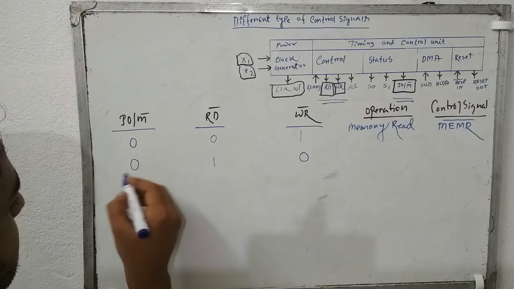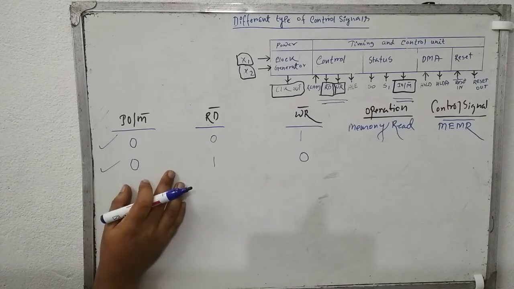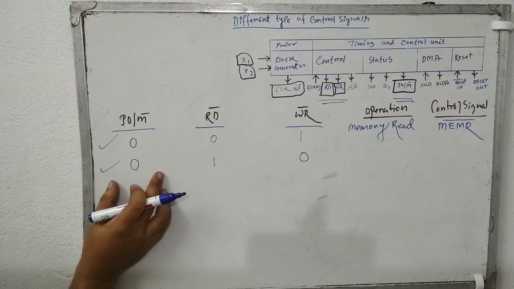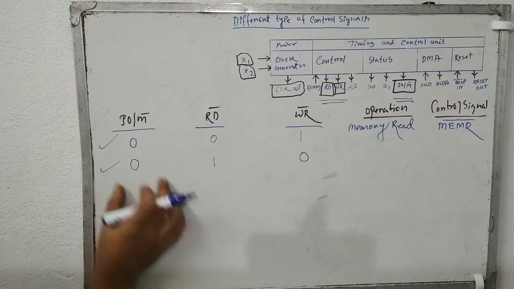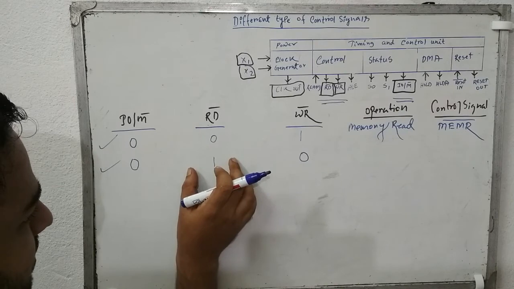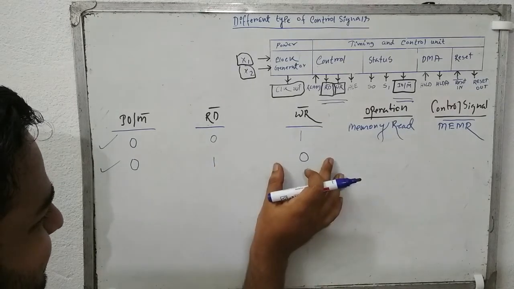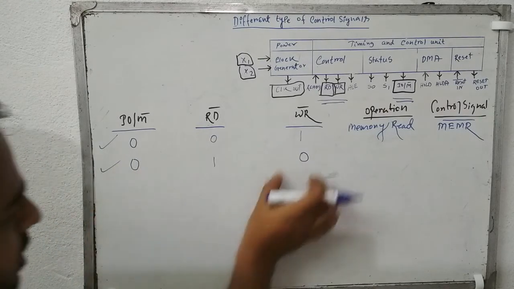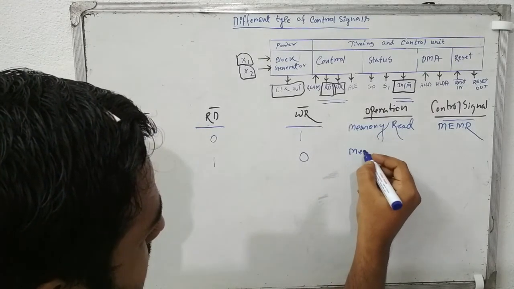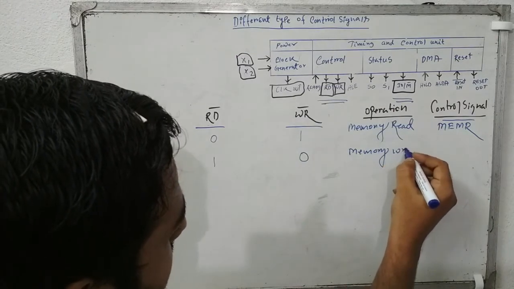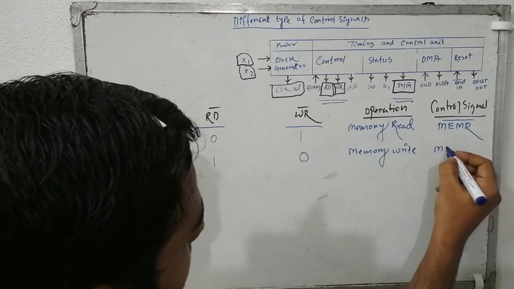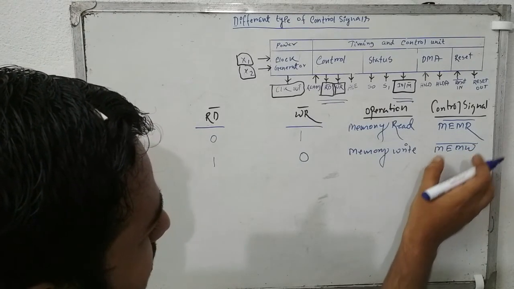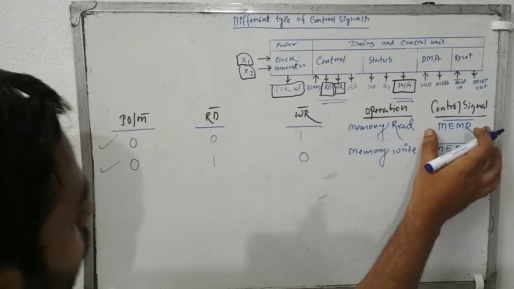The second signal would also be the memory signal, because IO/M is also getting the low value. The read signal is getting the high value, that means it will be deactivated. The write signal is getting the low value, that means it will be activated. So that means memory write. This is also an active low signal.